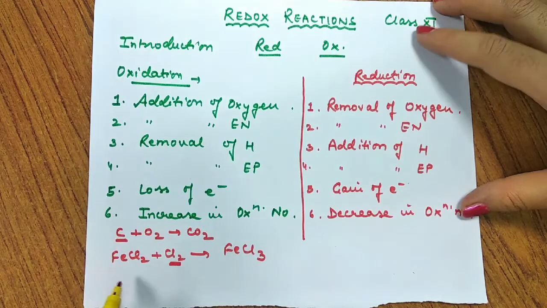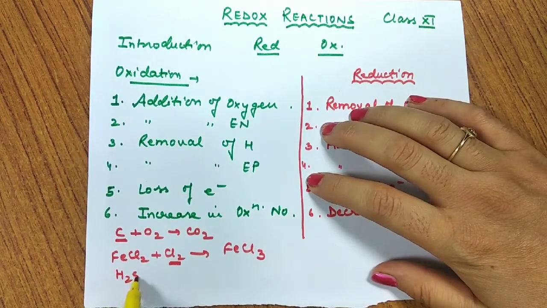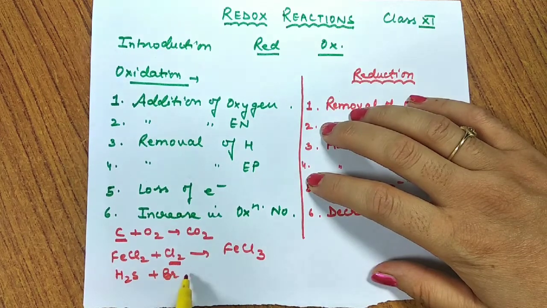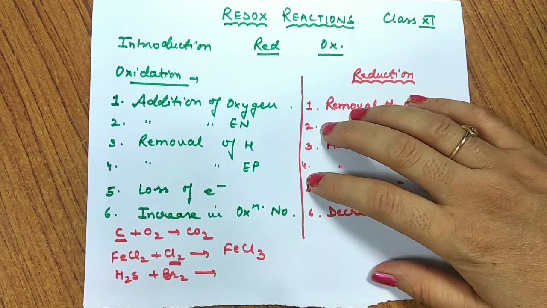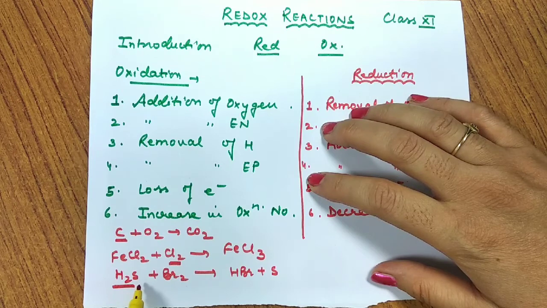Third is removal of hydrogen. Suppose I am removing hydrogen in a reaction. I have taken H2S and add Br2 to it. H has been removed from sulfur, we get HBr and sulfur comes out. So it is removal of hydrogen from sulfur, and I can say sulfur undergoes oxidation.